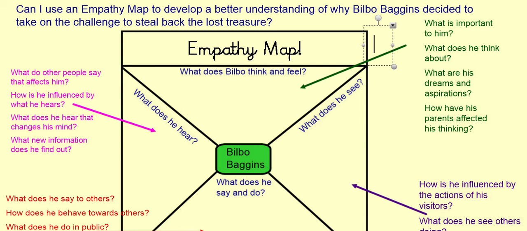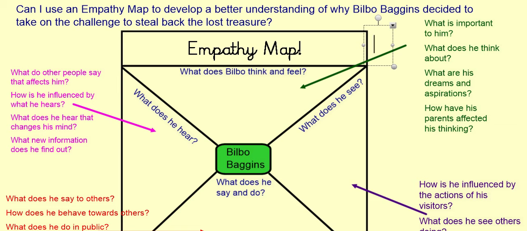Now, today our learning objective is, can I use an empathy map to develop a better understanding of why Bilbo Baggins decided to take on the challenge to steal back the lost treasure? Now, I know lots of us have done empathy maps before, so this should not be new to us. An empathy map is something we use to discuss a character and to elaborate on who that character is, what they do, what they say, what they hear, what they see, and how this affects them. So today we're looking at an empathy map for our main character, the protagonist, Bilbo Baggins.